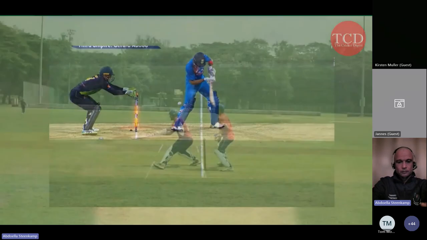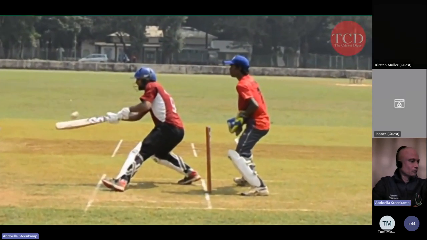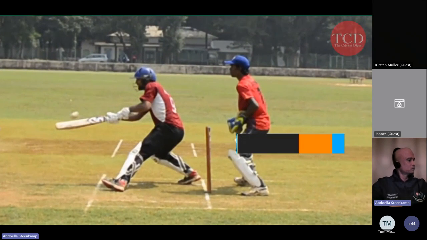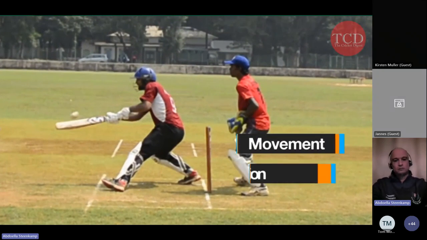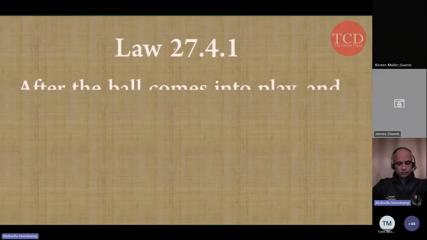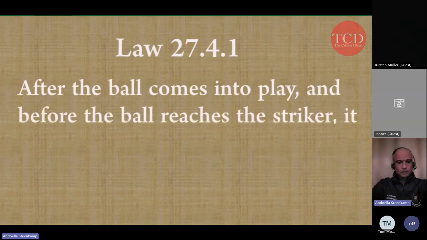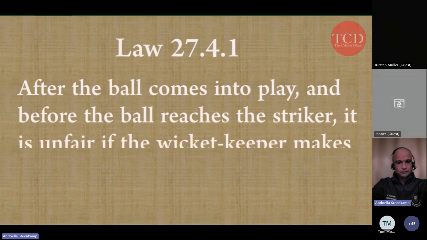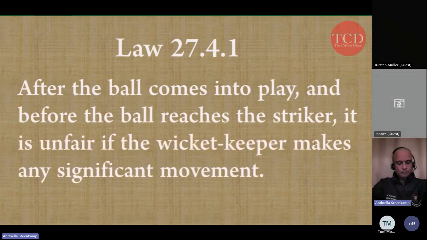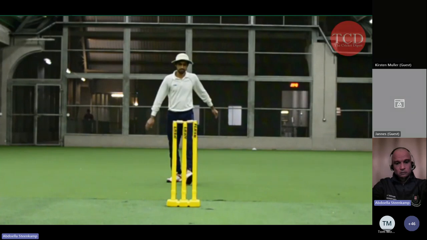Well, let's find out. Before going any further, let us take a look at the restrictions a wicketkeeper has. He has restrictions both on his movement and position. According to cricket law, after the ball comes into play, well, to know when the ball comes into play, watch the above video, and before the ball reaches the striker, it is unfair if the wicketkeeper makes any significant movement. In this case, umpire will call it dead ball and further action will be invalid.